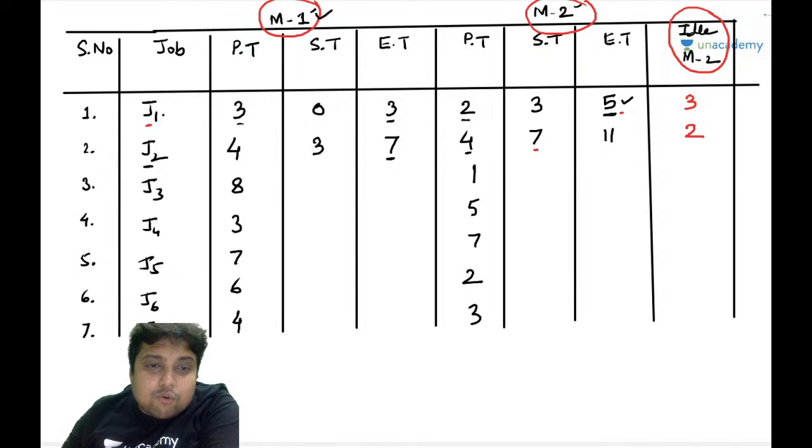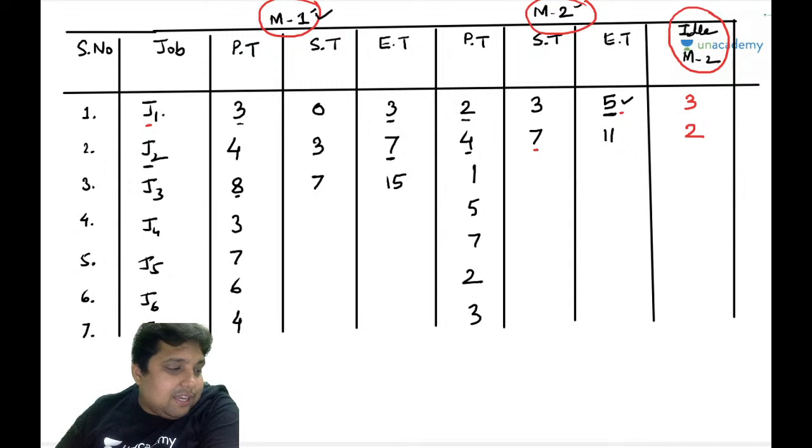Now let me just move on to the third job. As you can see, on the 7th minute, job 2 is over. So I can start the third job on the 7th minute. 8 minutes is the processing time, so 7 plus 8 is 15.